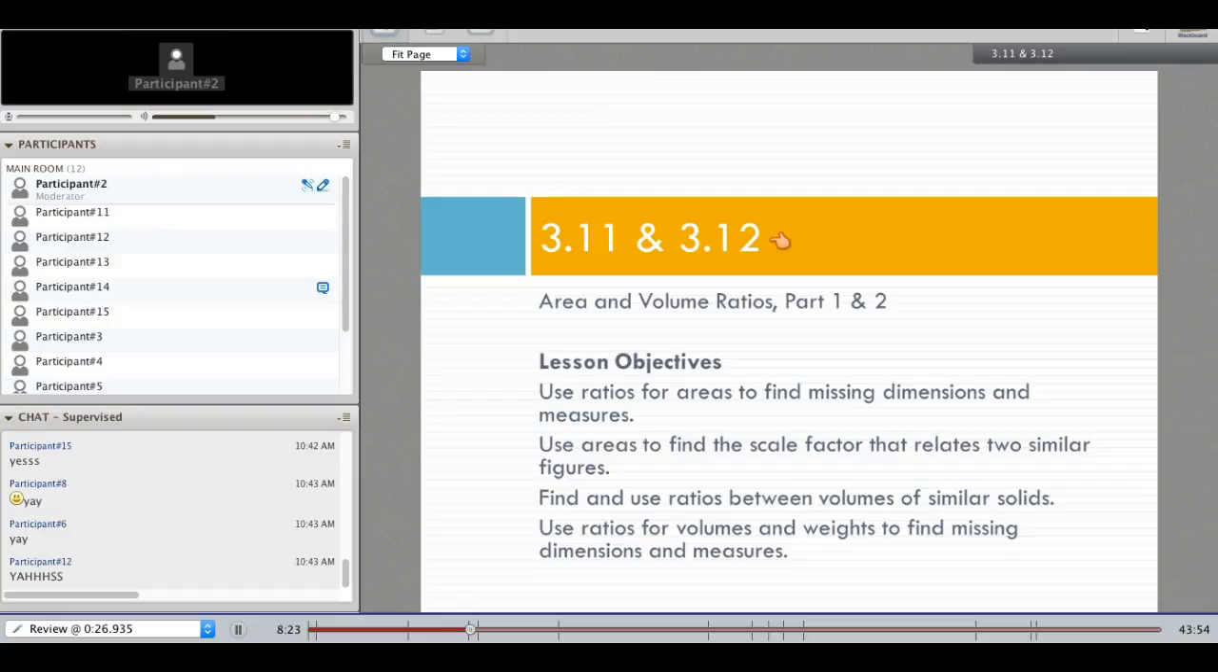Okay, so in 3.11 and 3.12, we're going to cover area and volume ratios. So we're going to use ratios of areas and ratios of volumes to find the scale factor that relates figures together. Okay?